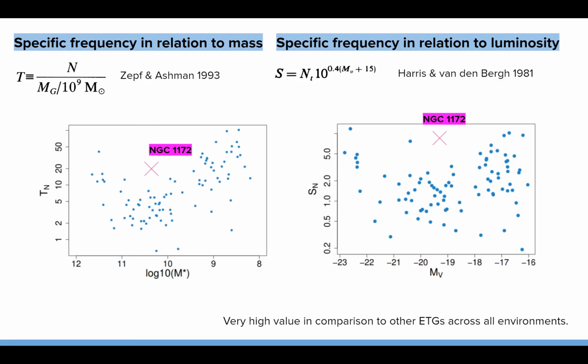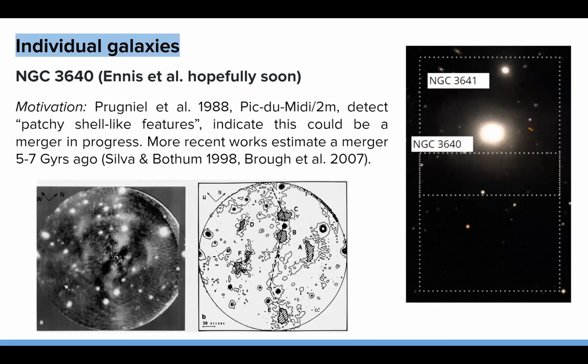Okay, so I'm going to move on to our next galaxy. So this is NGC 3640. It's a very nice galaxy, which has a lot of weird stuff going on. It's a work that's been in progress for longer than I thought because I had to write a thesis in the middle.